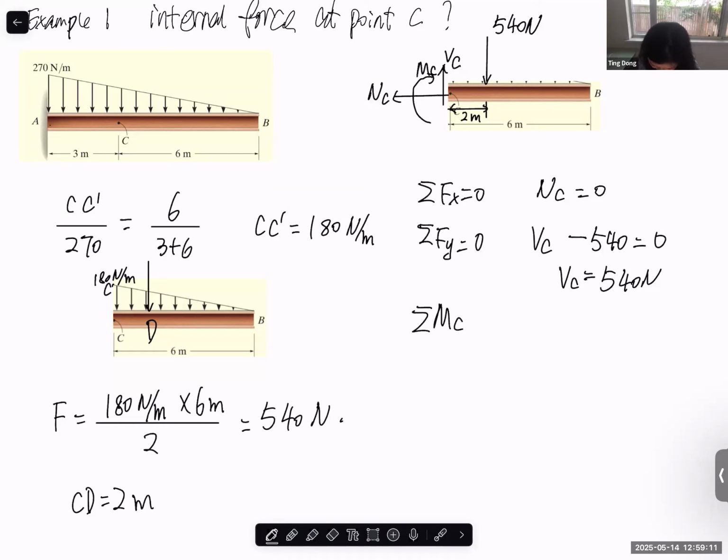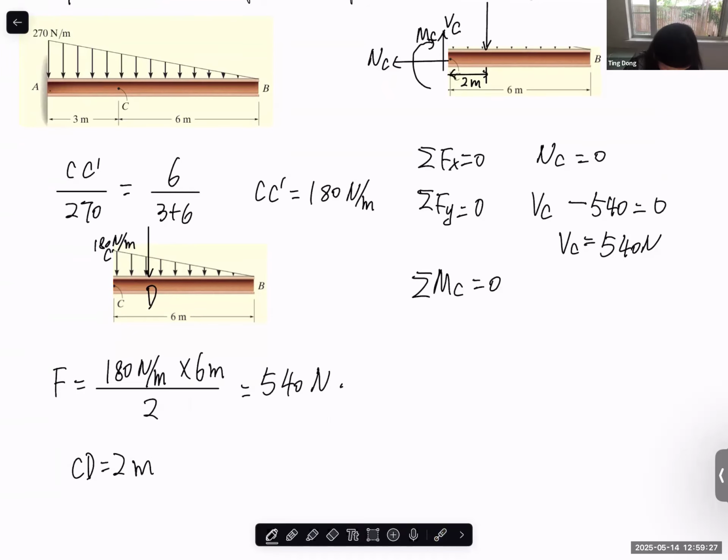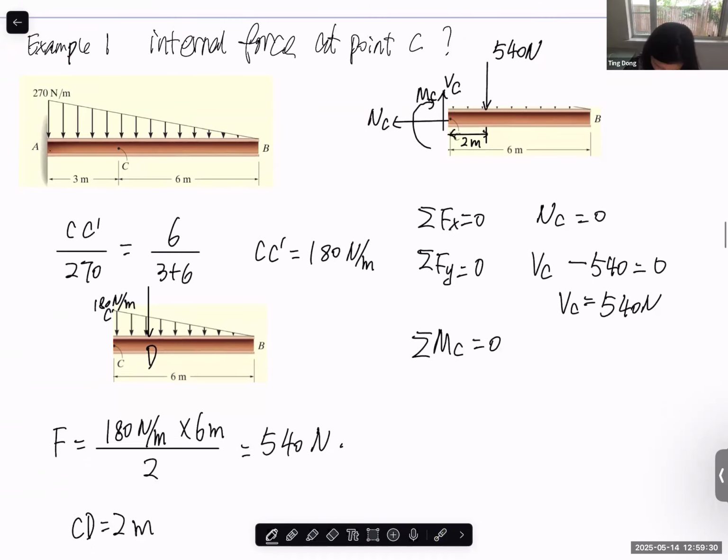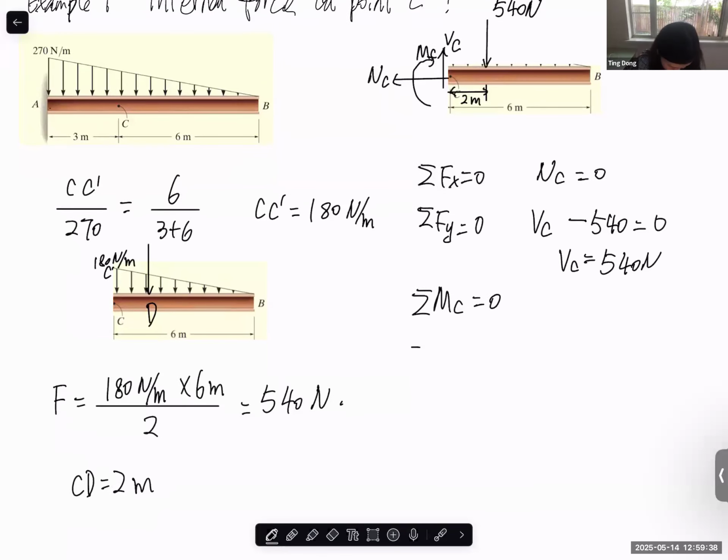Moment. Well, you can calculate moment about C point or about D point, whichever you prefer. But maybe about C point is easiest because now you can ignore these two. So moment about C equal to 0. Now we have the 540 will generate a clockwise moment. So clockwise should be a negative moment. Moment arm is 2 meters. And here we also have a clockwise moment on the cutting surface.